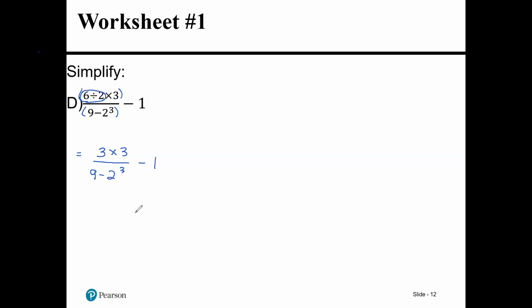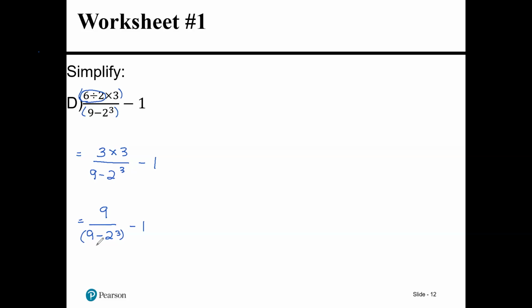Like I said, it doesn't matter if I simplify the top first or the bottom first in my division bar. It's just usually I go top first. Now we only have one operator to deal with and make this just one number. So we have 3 times 3, which is 9. That's going to be over 9 minus 2 cubed. The top is taken care of. Now we go to the bottom.